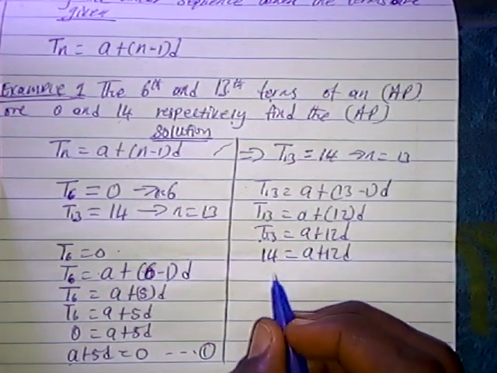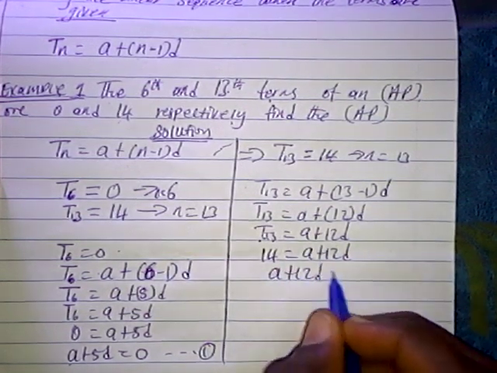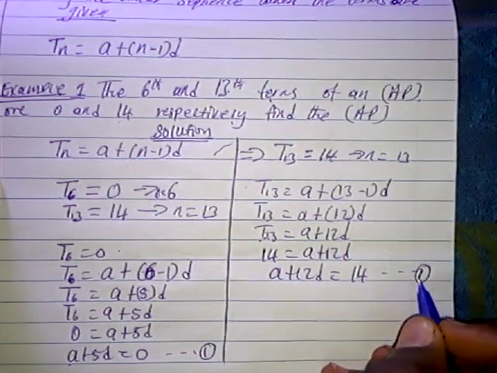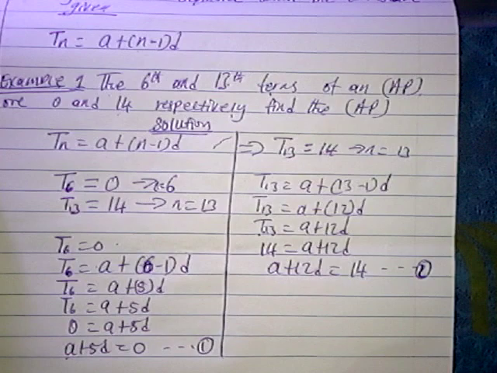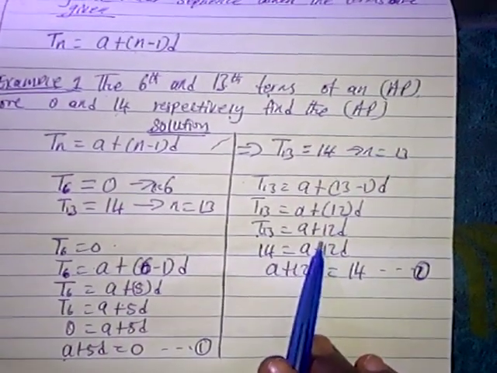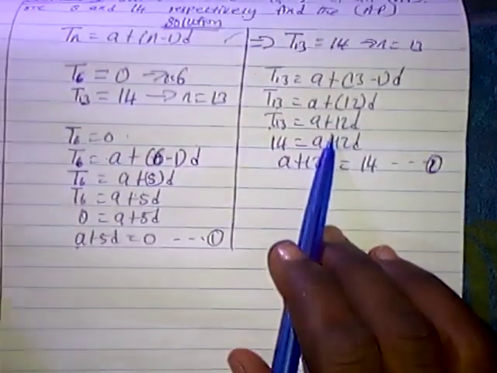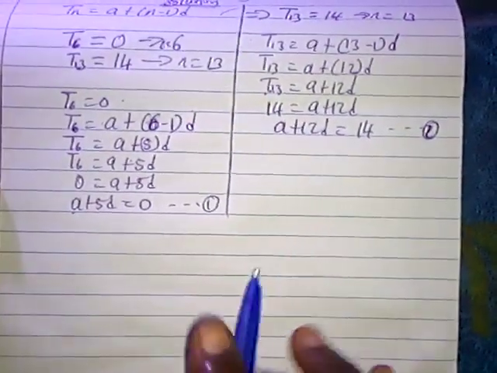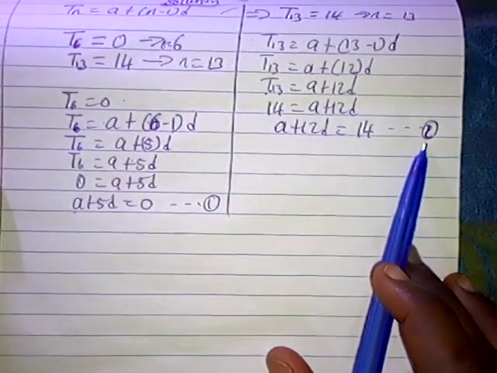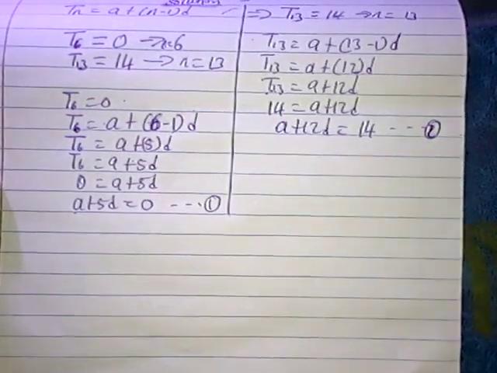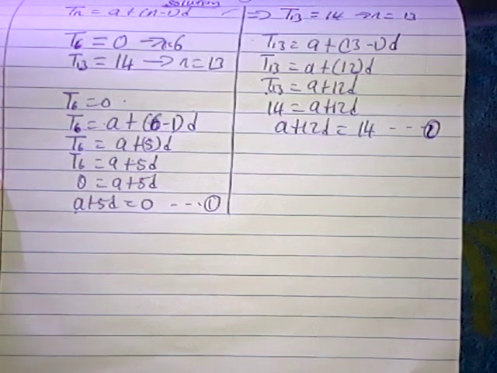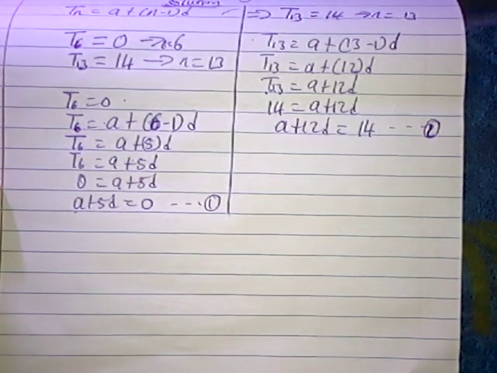So we interchange the equation. A plus 12D is the same as 14. We say equation 2. Do you see it? Is it understandable? What we did here is the same thing we did here. Now we proceed. We now have equation 1 and equation 2. We are going to work them simultaneously. If you don't know how to work simultaneous equations, please go on this channel. I uploaded a video on that topic, simultaneous equations.